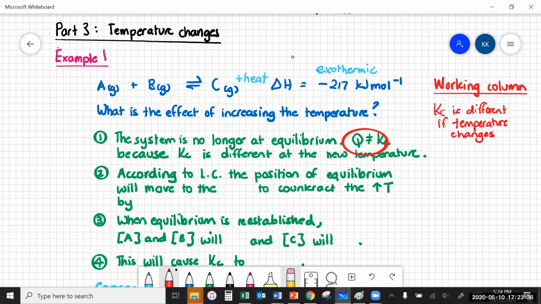Now, according to Le Chatelier, let's work out what's happened. We are increasing the temperature. So increasing the temperature, I like to think of that as adding heat. And if I add heat, then I'm going to want to counteract that by using up heat. So I'm going to have to take the reaction back over to the left because that is going to use up the heat.